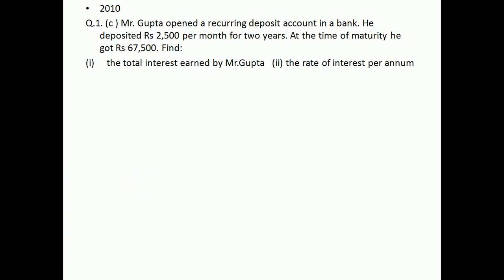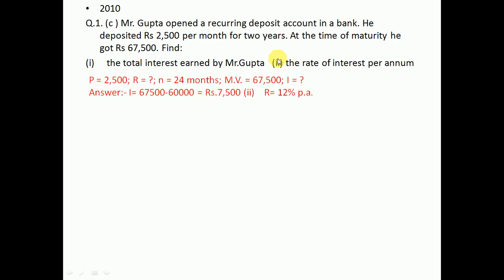Now, here goes the question. As you can see, he deposits 2,500 per month, means P is 2,500. At the time of maturity he gets this much for 2 years, means N is 24. P is 2500, N is 24. Maturity value is known. We don't know the interest earned. Same as the previous question. Try to do it on your own by pausing the video.